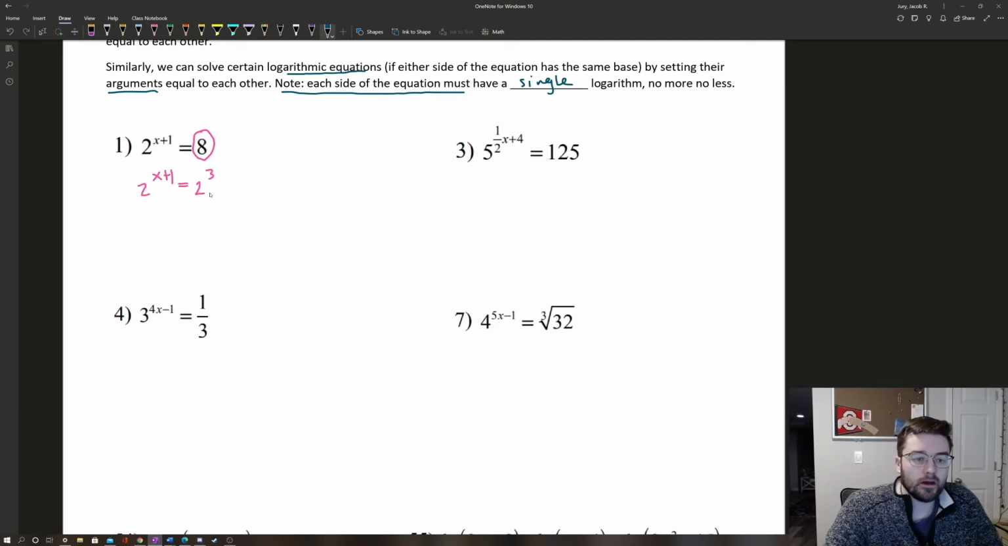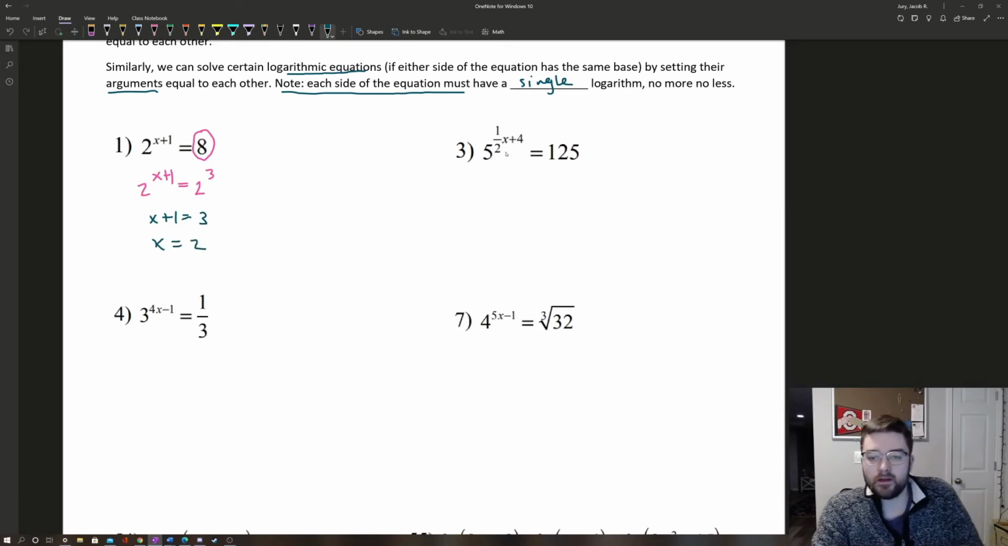So we know that 2 cubed is 8, and now we can use the one-to-one property because we've got the same base, 2 and 2, on either side of the equation, and we can set their exponents equal to each other. So this is x plus 1 equals 3, and we know that x equals 2. Yay! Number 3 has 5 and 125.